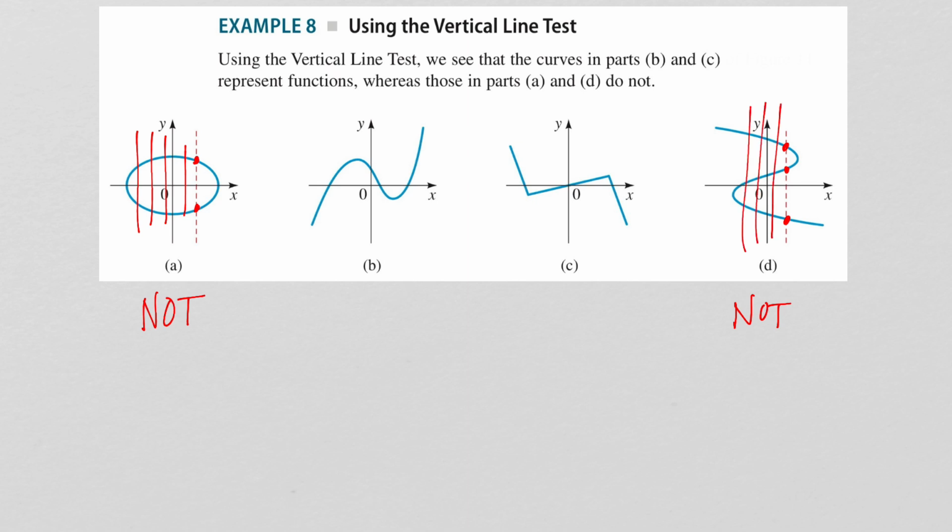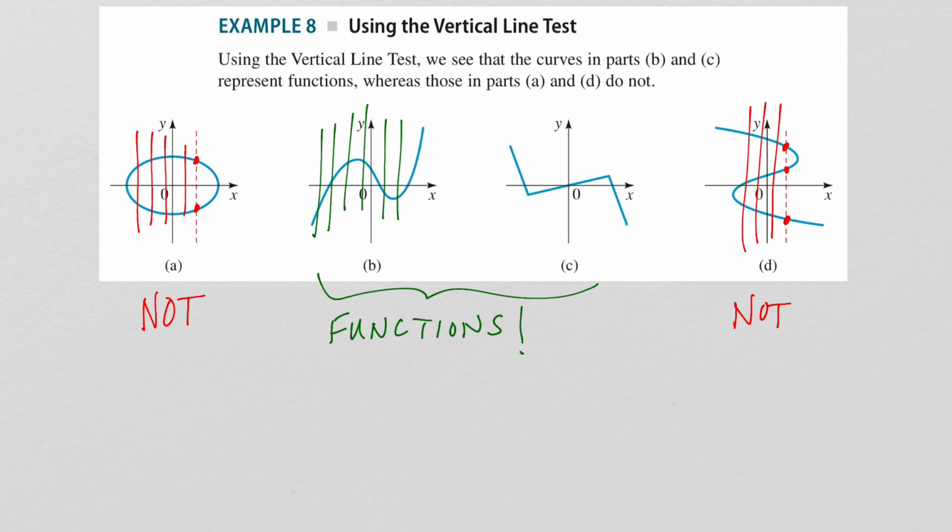There are many vertical lines that you can draw that hit the graph more than once, but these are not functions. Now, the other two, part B and C here, these do represent functions, right? Because every possible vertical line that you can draw here intersects the graph at most one time.